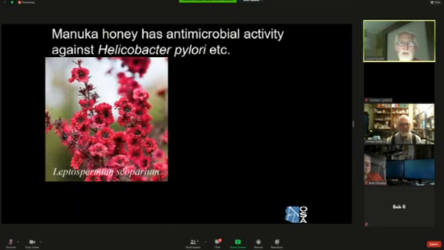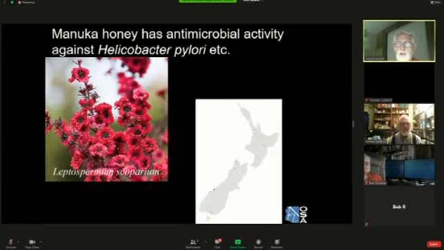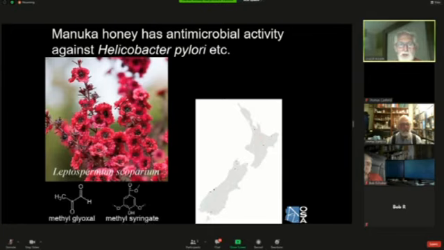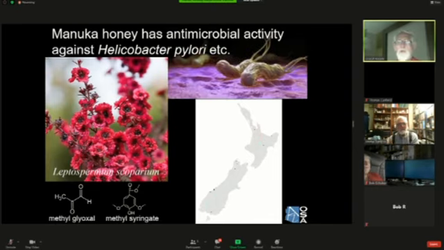Well, here is the manuka plant for the manuka honey, and beautiful flowers. And this is from New Zealand. So you see these little dots indicating where this plant grows in New Zealand. And these are the types of molecules that are isolated from this honey that are effective in fighting infection. In particular, this one type of organism is called Helicobacter pylori, and this is known to cause stomach ulcers, gastric ulcers, duodenal ulcers, the first part of the small intestine immediately after the stomach.